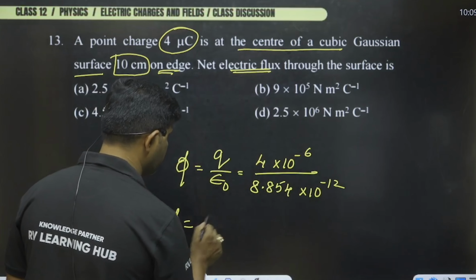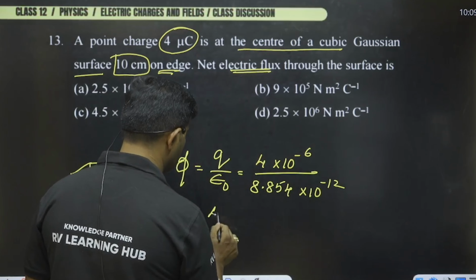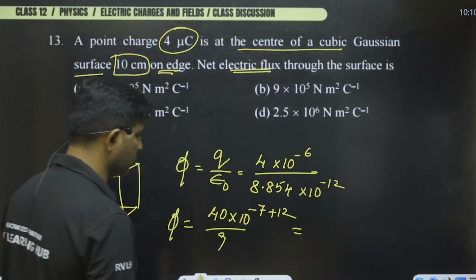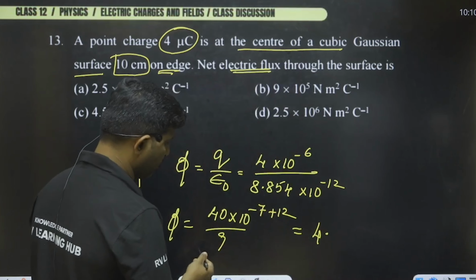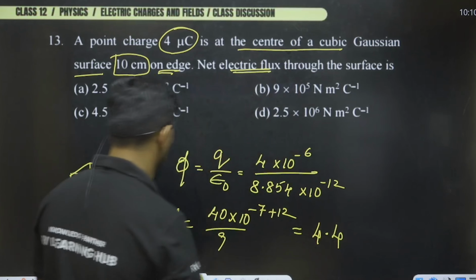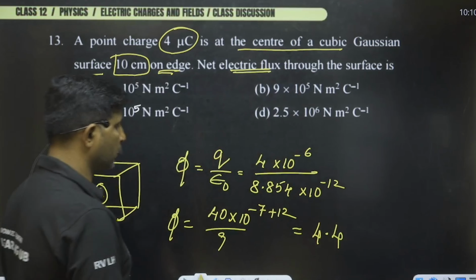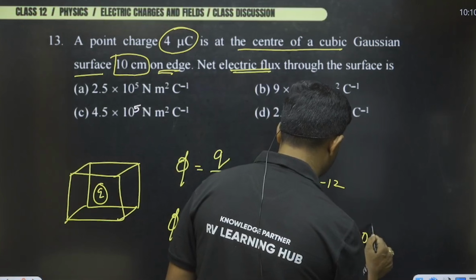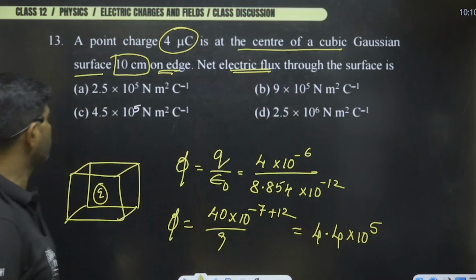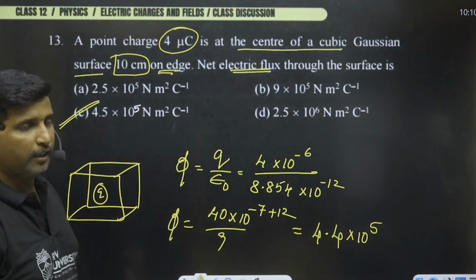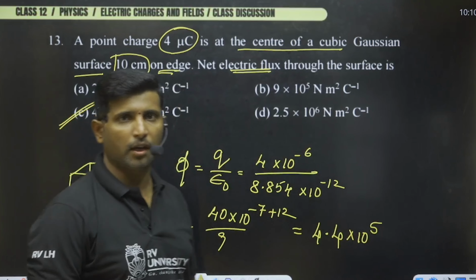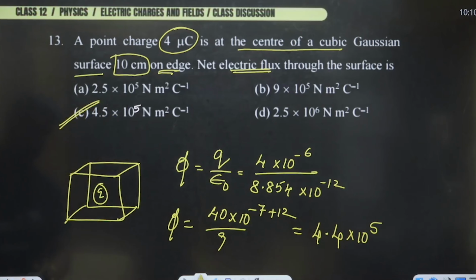So phi becomes equal to 40 into 10 to the power of minus 7 plus 12, divided by approximately 9 in the denominator. So we can go with approximately 4.4 something, 4.4 into 10 to the power of 5. So what is the option we can say here? We can go with option C as the nearest answer. Okay. Now similarly, let us move on to the next question.